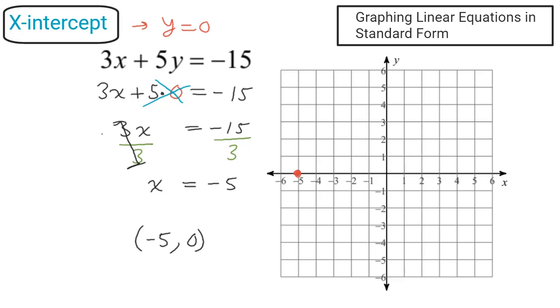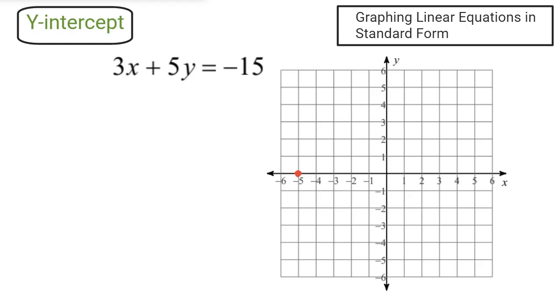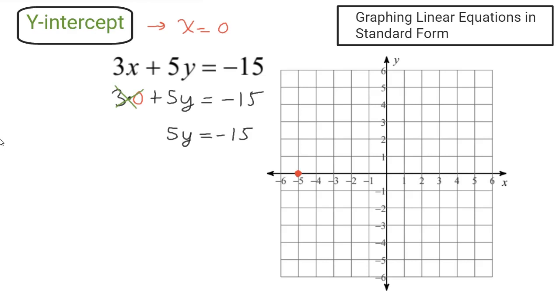And now we're ready to find the y-intercept. So the y-intercept will happen whenever x is equal to 0. So we'll follow a similar process. I will rewrite my equation, but now instead of x, I will replace that with a 0. So I will have 3 times 0, and then just keep on rewriting the equation. Plus 5y equals negative 15. A number times 0 will be 0. So let's just say that that disappears, and all I have is 5y is equal to negative 15.